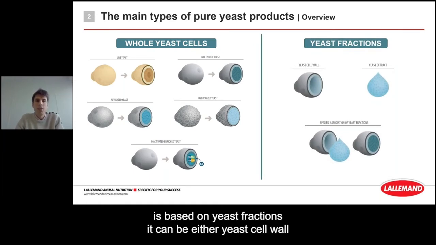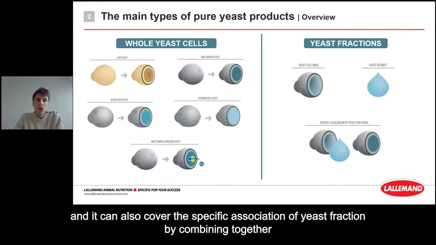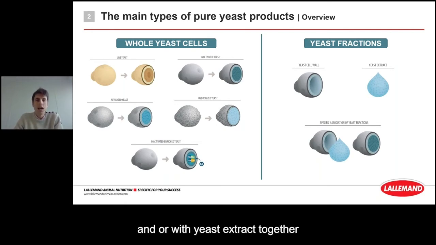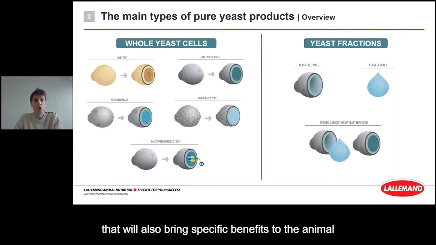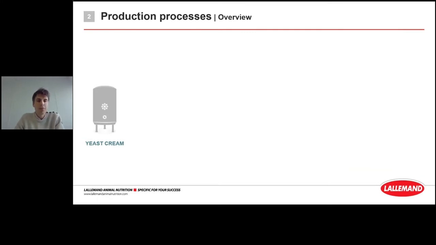It can be either the yeast cell wall, that we will cover today, or the yeast extract, so the liquid part, the internal part of the yeast. And it can also cover the specific association of yeast fractions by combining together different fractions, either cell wall with inactivated yeast and or with yeast extract together. That will also bring specific benefits to the animal. The production process will be specific depending on the category of product we are talking about.